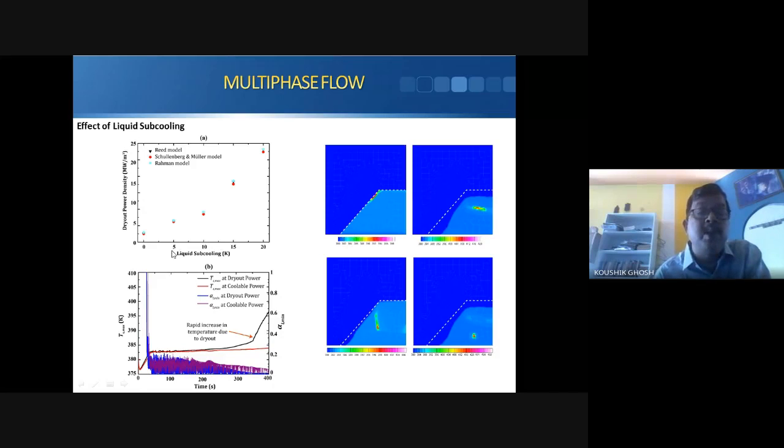With an increase in liquid subcooling from 0 to 20 degrees, you can see the dryout power increases by a huge value, from 2.5 kilowatt per meter cube up to 20 kilowatt per meter cube. Okay, so this is also done. This subcooling effect has not been done by any other researcher, so this is another contribution.